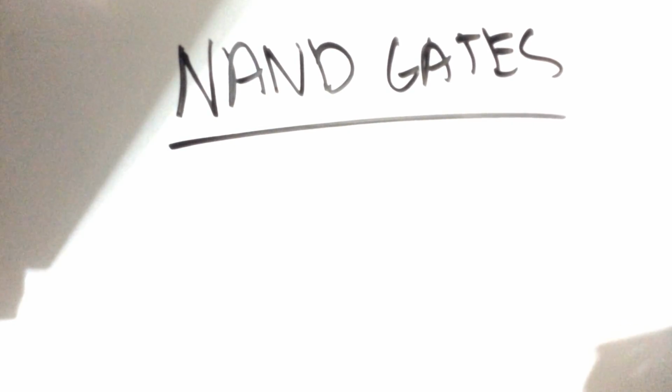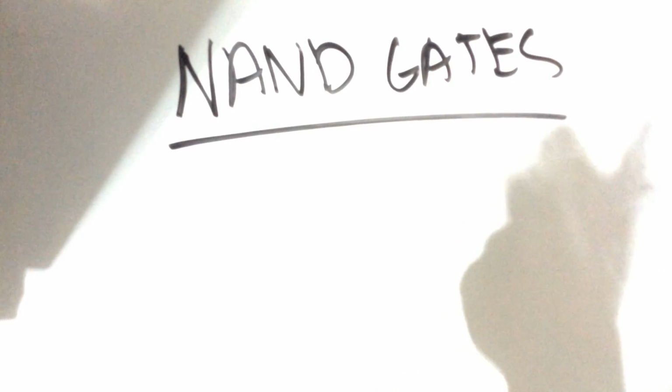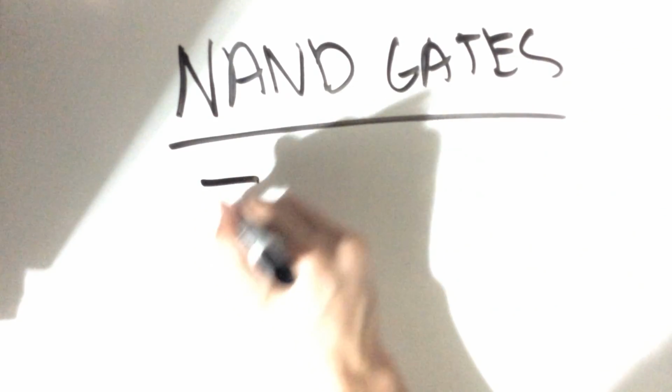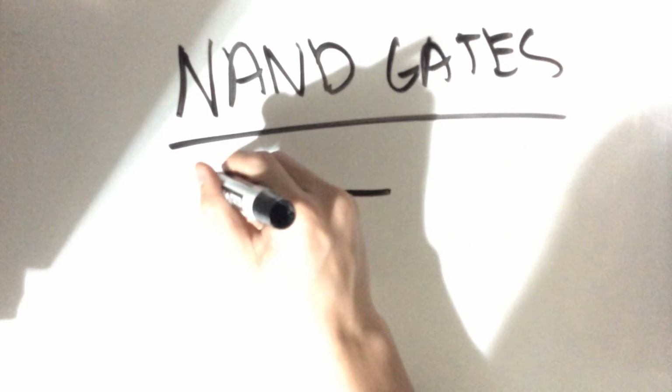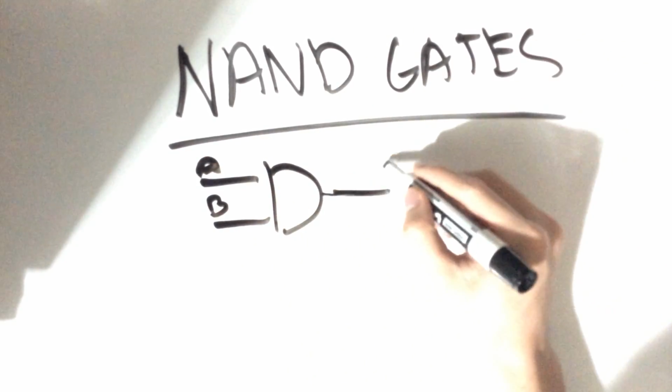Today I'm going to be talking to you guys about NAND gates. Now, NAND gates are basically the complement of an AND gate. So if you recall, this is what an AND gate looks like. We have two inputs, and we have an output.